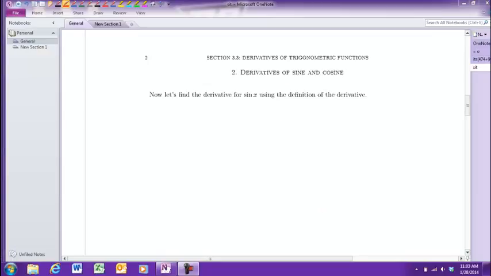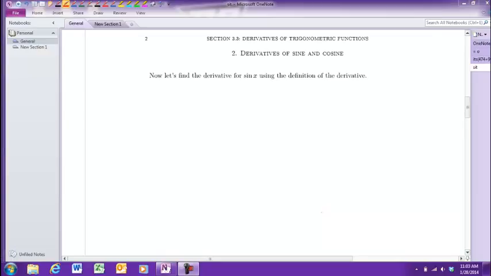We saw before that the derivative from the graph of sine looked like it was going to give us the cosine function. Now we're actually going to do this using the definition of the derivative and see if we get the same result. So we've got f of x is equal to sine of x.